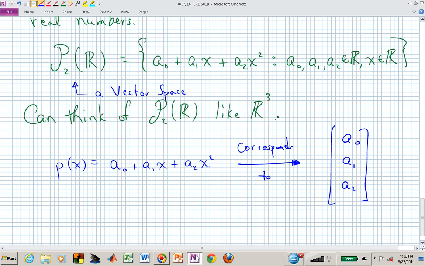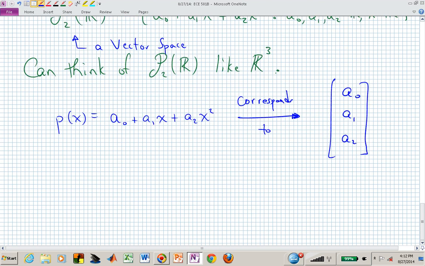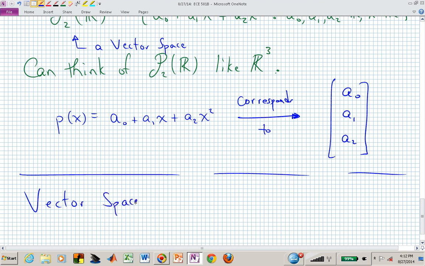That's one example of a vector space that we didn't talk about before in yesterday's lecture. We can also think of the vector space of, let's say, 2 by 2 matrices.